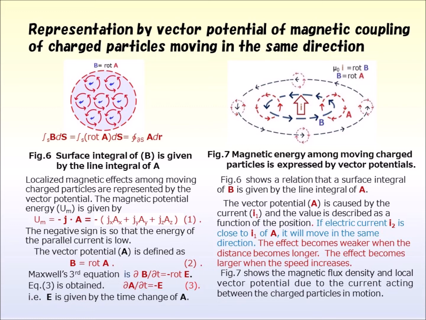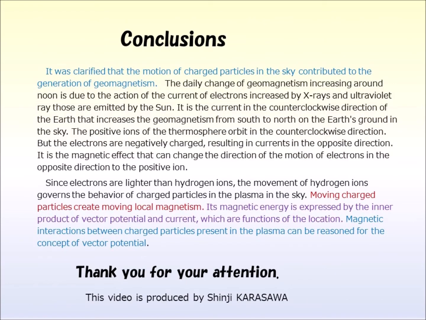Figure 6 shows a relation that the surface integral of B is given by the line integral of A. The vector potential A is caused by the current I1 and its value is described as a function of the position. If electric current I2 is close to I1, it will move in the same direction. The effect becomes weaker when the distance becomes longer. The effect becomes larger when the speed increases. Figure 7 shows the magnetic flux density and local vector potential due to the current acting between the charged particles in motion.